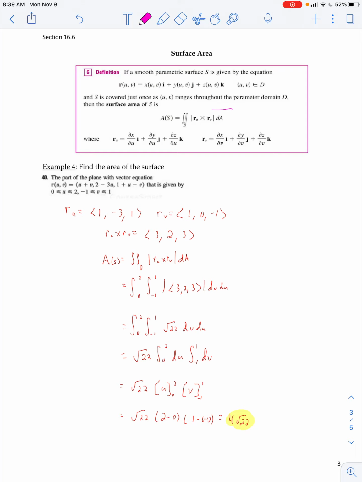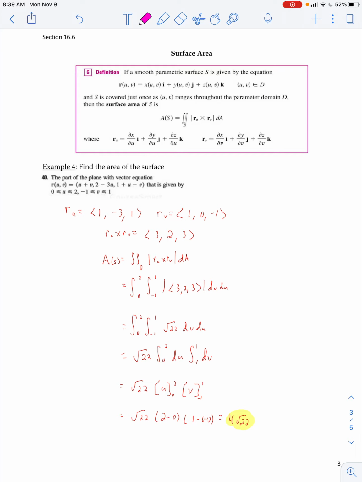All we need is that formula, and so we're just going to go ahead and substitute in the formula. We find r sub u, so we're just taking the partial derivatives of our vector function with respect to u. We get 1, negative 3, and 1, and do the same thing with r sub v, with respect to v, we get 1, 0, negative 1. And then we're going to take the cross product of the two, r sub u cross r sub v, and that's going to be equal to 3, 2, and 3.